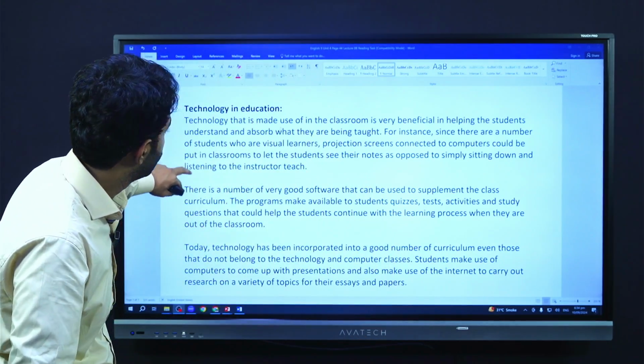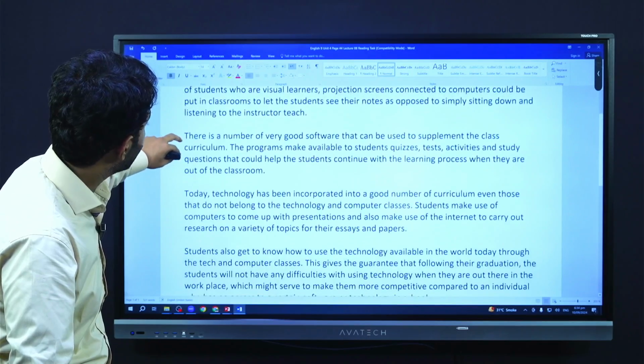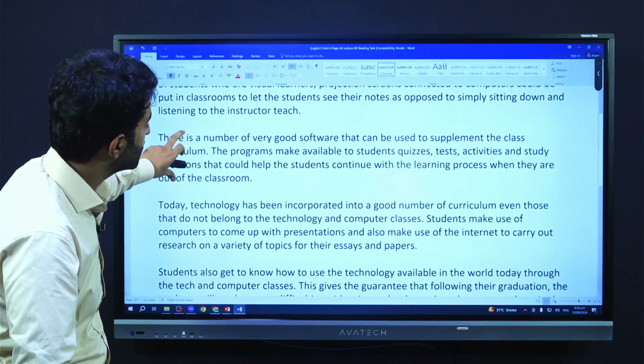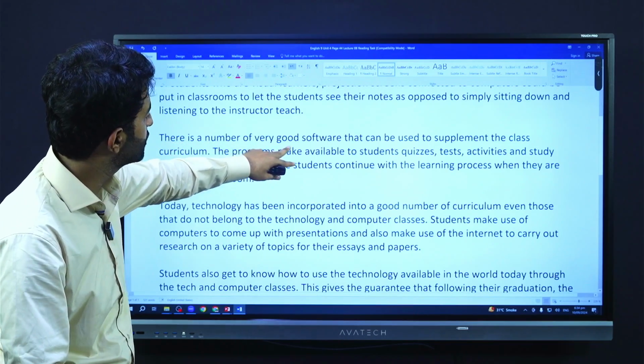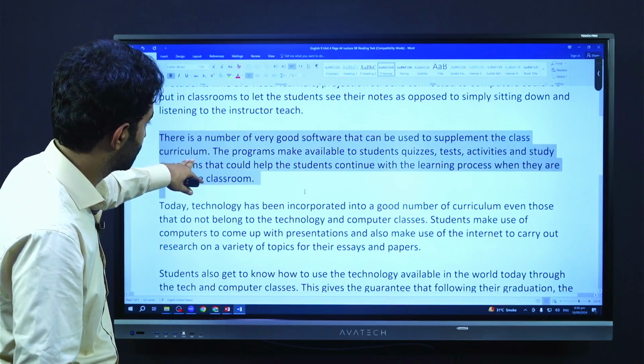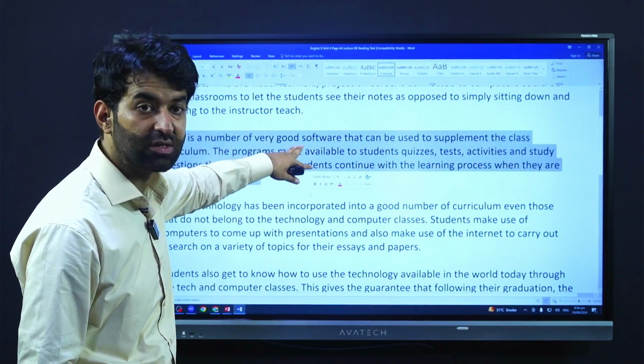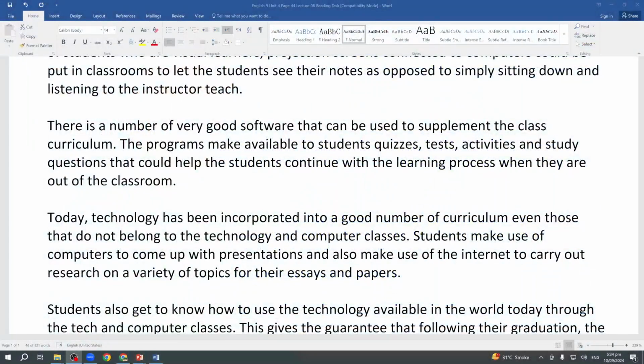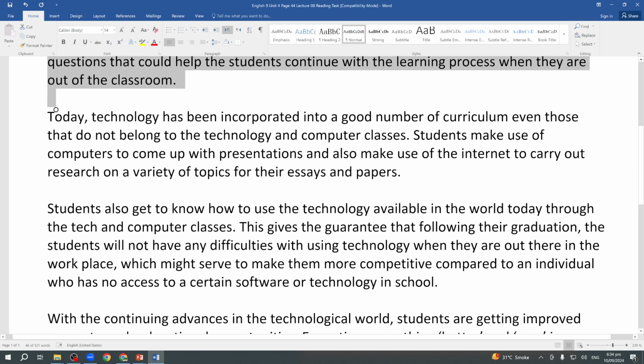So now अब देखें the second paragraph, is it connected with the first one? There is a number of very good software that can be used to supplement the class curriculum. Yes, we are talking about technology still. We are talking about utilizing softwares that are actually helping us in reaching out to students and involving education, the online education or technology in our learning systems. So we are talking about it.